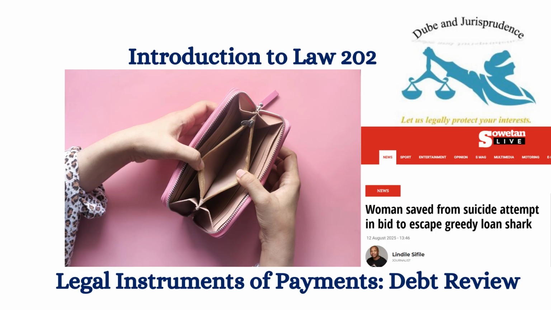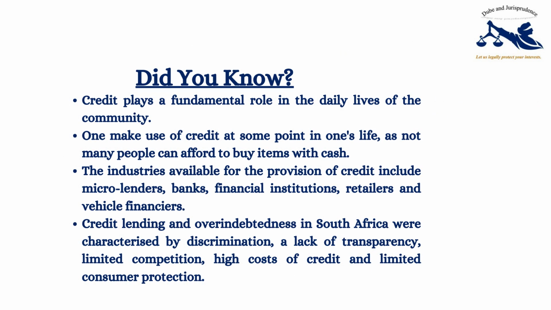The Introduction to Law 202 introduces legal instrument of payments under the topic of debt review. Did you know? Credit plays a fundamental role in the daily lives of the community. One makes use of credit at some point in one's life, as not many people can afford to buy items with cash. The industries available for the provision of credit include microlenders, banks, financial institutions, retailers, and vehicle financiers. Credit lending and over-indebtedness in South Africa were characterized by discrimination, a lack of transparency, limited competition, high cost of credit, and limited consumer protection.